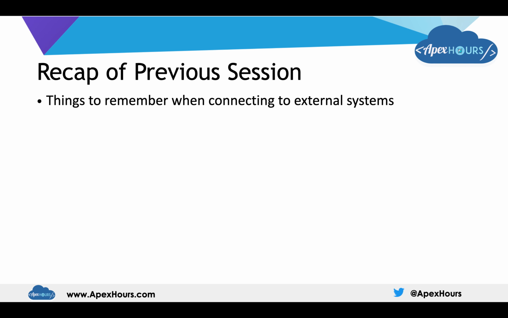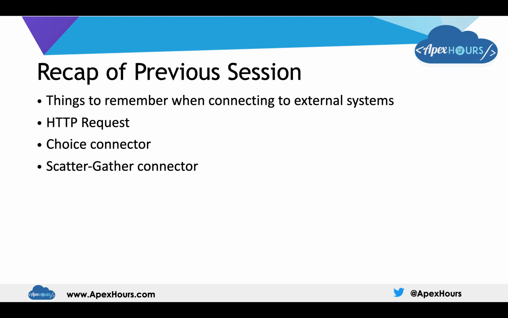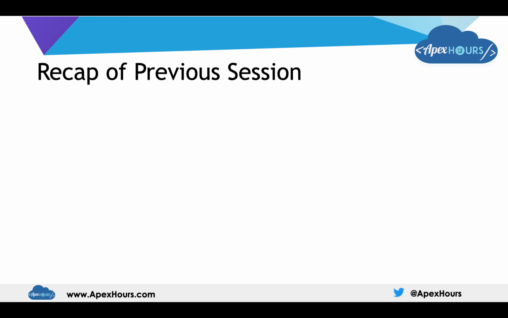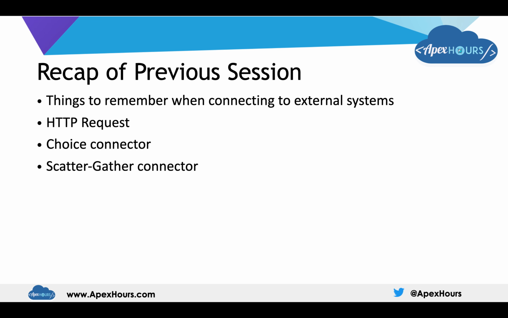So we have discussed things to remember when connecting to external systems. I will keep adding this slide in every session of development of APIs whenever we are connecting to external systems, because those are the things that are really important to remember. Next, we have seen the HTTP requester and how we can use it. We have taken the example of the weather API, and we have seen the choice connector and the scatter-gather connector, right? So guys, as I always insist, please do hands-on if you want to learn. Practice is the only mantra that you can use.